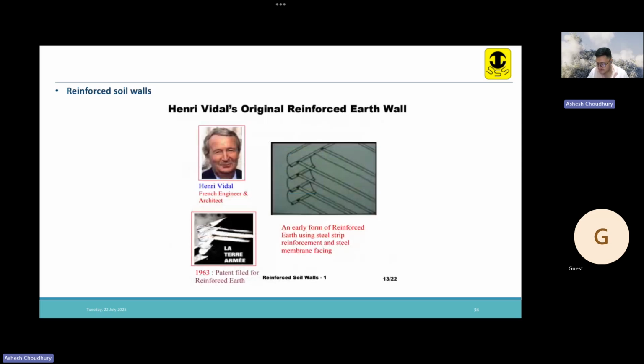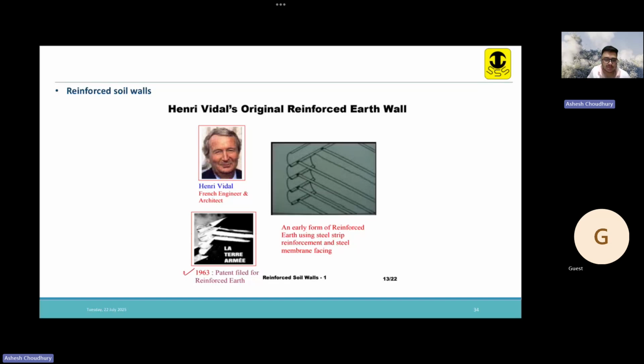Now, Henry Vidal was a French engineer and architect. He was the main person behind the reinforced soil wall design, the father of the reinforced earth wall. Initially he showed that we can reinforce the earth with the help of steel strips and steel membrane facing. He filed a patent in 1963 called La Terre Armée. Terre Armée means nothing but reinforced earth.